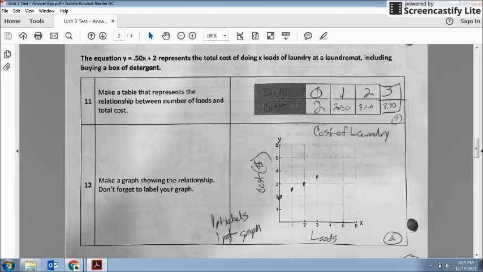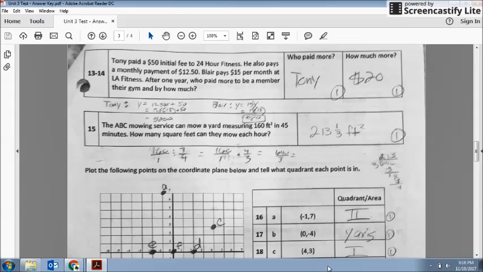Now, if you got this wrong up here, but you plotted those points down on the graph correctly, I did not mark that wrong, so I did not double count you. So this is another 2 points right here. And so that's for question 12. On questions 13 and 14, we have a scenario here.